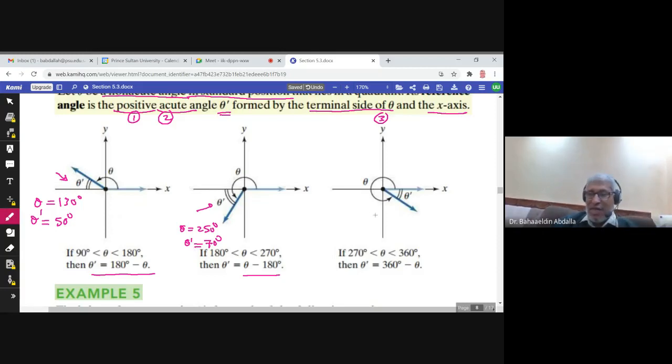What if theta is an angle in the fourth quadrant? For example, theta is 320, greater than 270. How do we find the reference angle? It is the angle between the terminal side and the x-axis, such that it is positive and acute. So how to find theta prime in this case? 360 minus the angle. 360 minus 320 is 40. So the reference angle of 320 is 40 degrees.